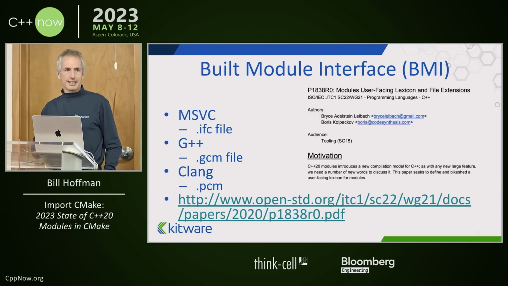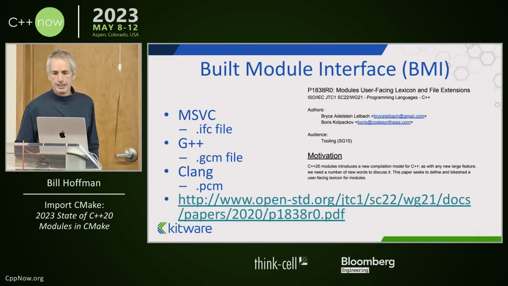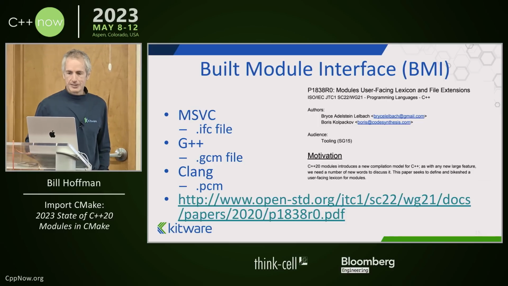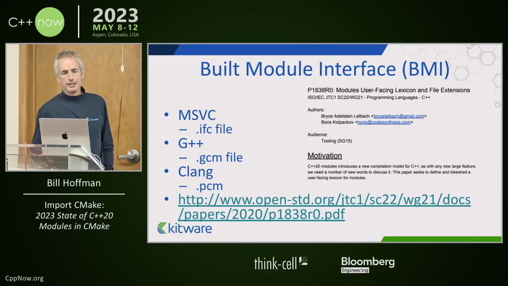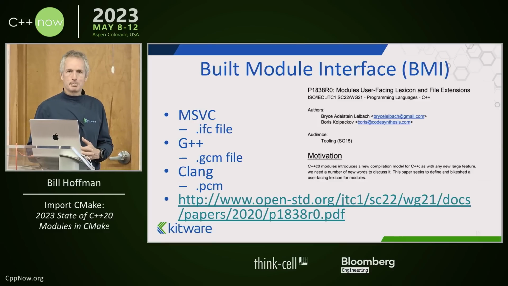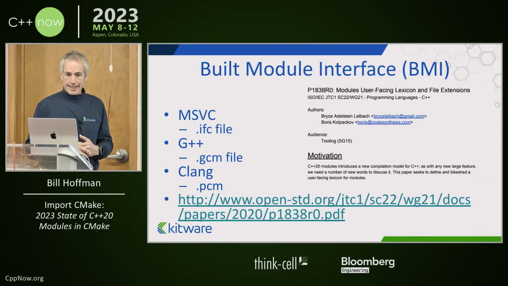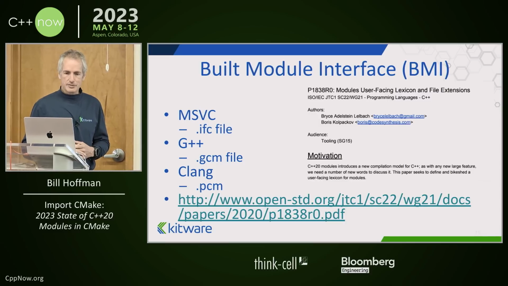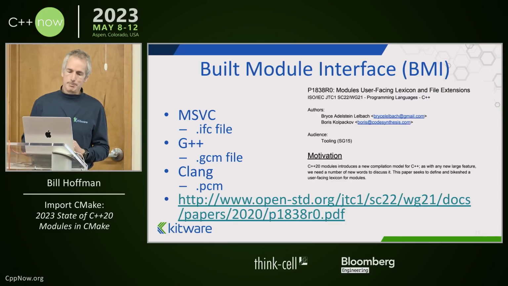Okay, so one of the concepts is the BMI, or Built Module Interface. There's a paper on this. And the idea there is this is the compiled version of a module that's consumed essentially like a precompiled header file, but a little bit different, and different from an object file. MSVC has a .ifc file, GCC has a .gcm file, and Clang has a .pcm file.